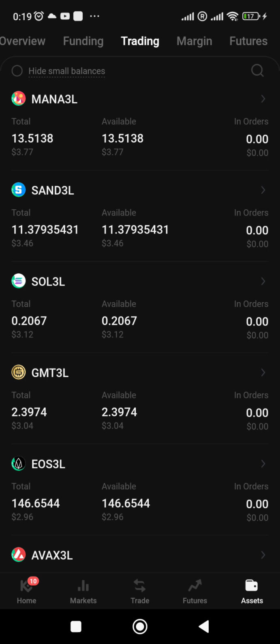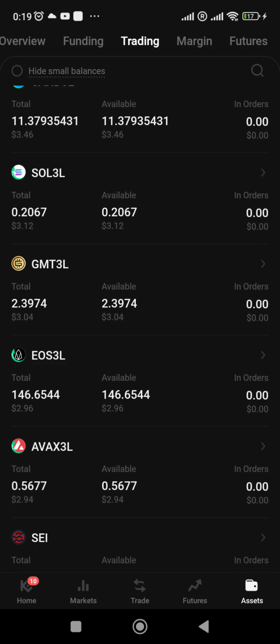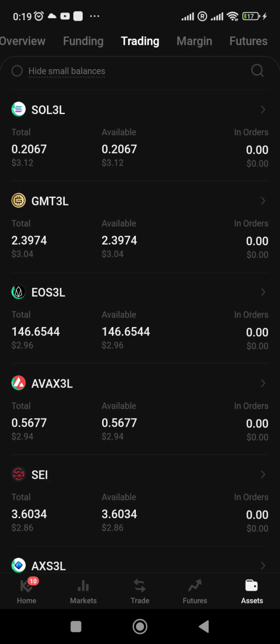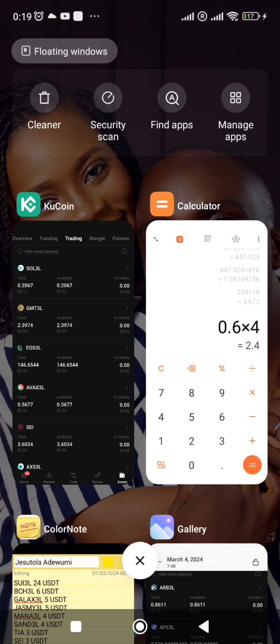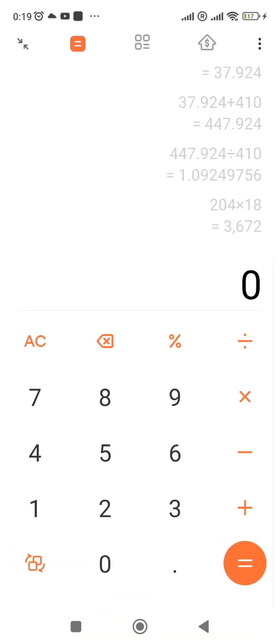So I won't buy more or sell. They are down to 2.4. Sol and GMT, on the other hand, are 3. I've invested 3 each in them. Right now, Sol is 3.12 and GMT is 3.04. They're both in profit, but will I sell? No, because 3.12 over 3 is not up to 10% profit.